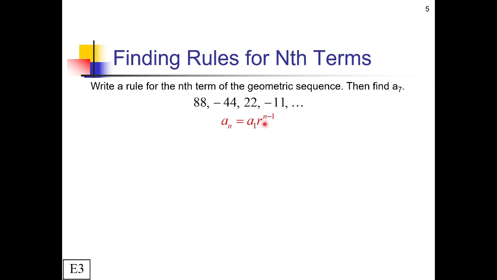So this time around for the r, we've got negative 44 over 88. And if you don't like reducing that, again, it doesn't really matter which two terms you use as long as they're next to each other. So you could go the much easier route and do like negative 11 over 22. In any case, every time you're going to see that this comes out to negative 1/2. So we're going to have 88, my a1, times negative 1/2 to the n minus 1. And I do want to make sure I put that negative 1/2 in a parentheses there so that it all gets affected by the exponent. And then to get my seventh term, let me do 88 times negative 1/2 to the 7 minus 1.